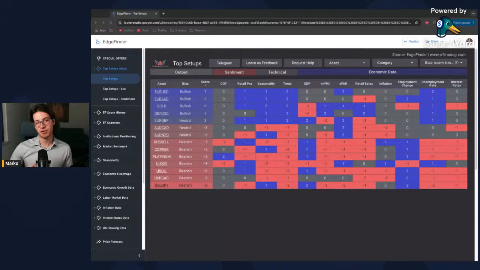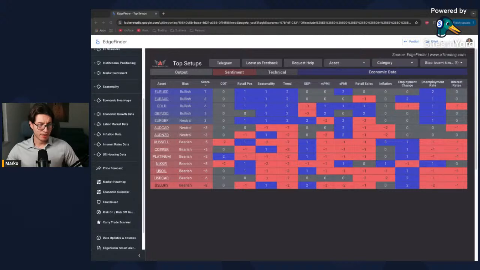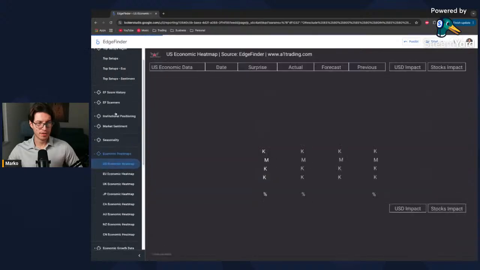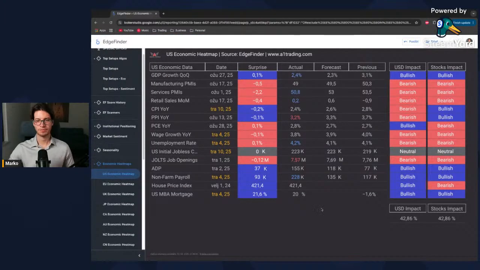Okay, there's a better chance for the price of gold to go up than for it to go down, because if a lot of money is buying gold, then it only has one way to go, and that is to the upside. Now, another thing I want to go through is the US heat map. Okay.